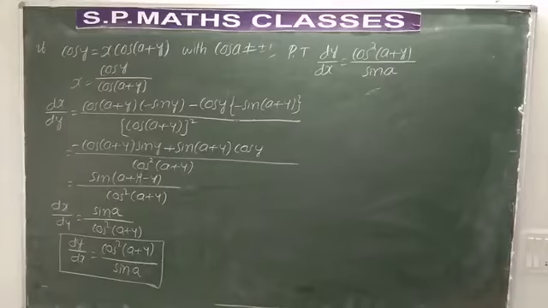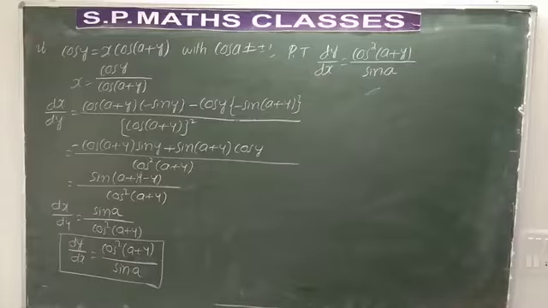Cos y is given as x into cos of a plus y. You need to prove that dy by dx is cos square of a plus y divided by sin a. So we define for x: cos y divided by cos of a plus y. Since x is a function of y, we differentiate that with respect to y. Dx by dy: we take cos of a plus y into minus sin y, minus cos y into minus sin of a plus y, divided by cos of a plus y the whole square.